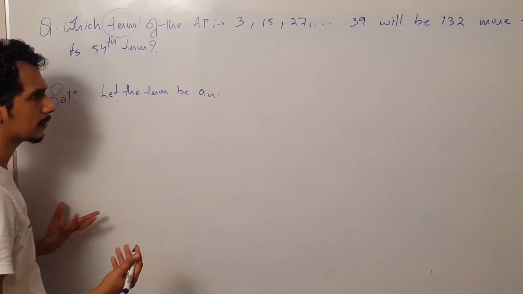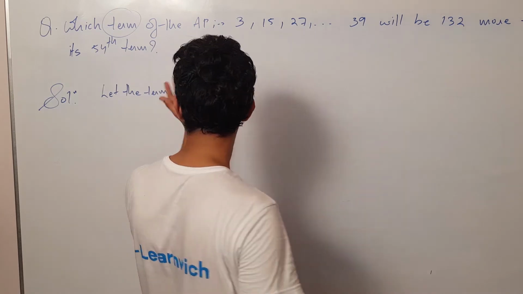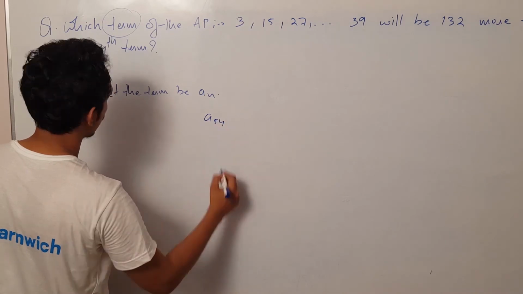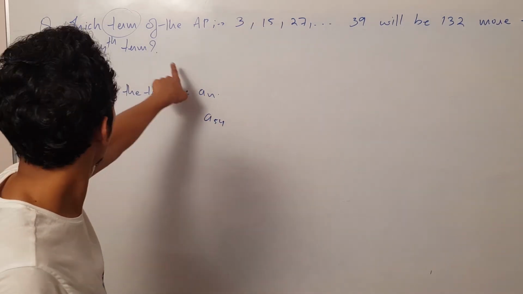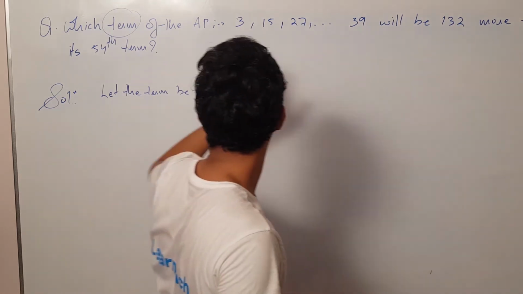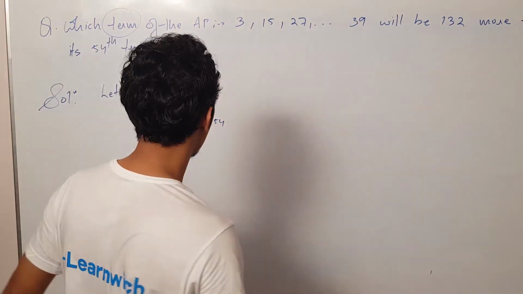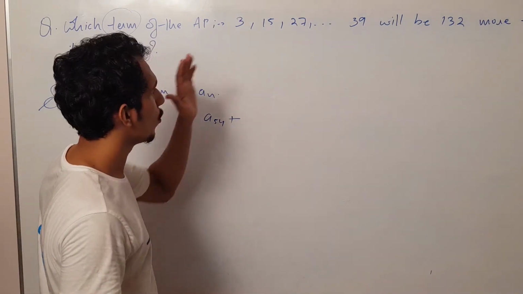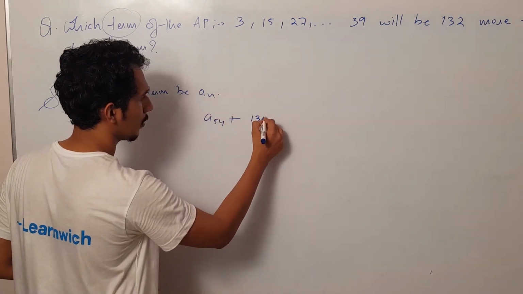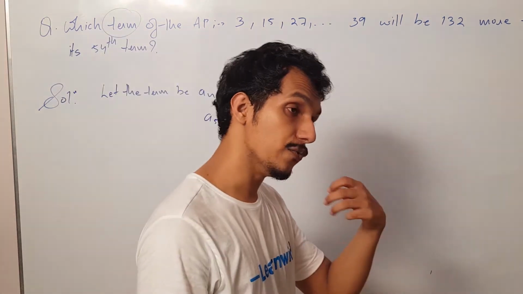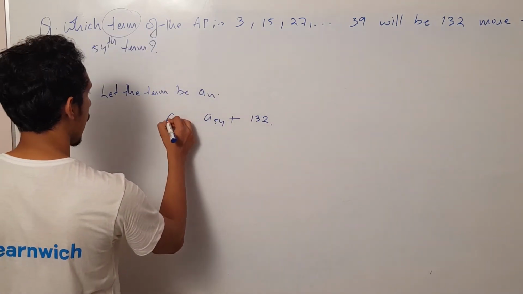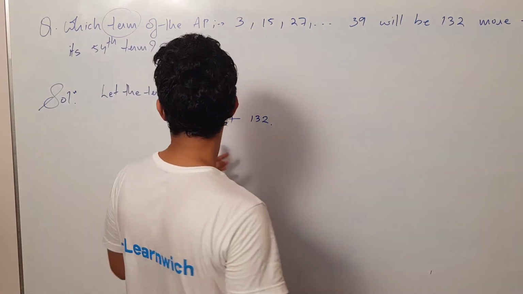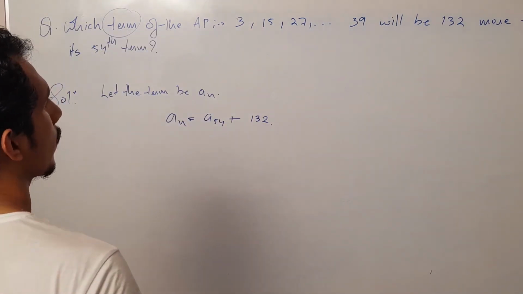an. That's the nth term. Nth term is 132 more than its 54th term. So what is the 54th term? That is a54. What is 132 more than its 54th? If a54 is the 54th term, 132 more than the 54th term will be a54 plus 132. My question is, which term is it? I'm saying nth term is 132 more than the 54th term. Anything wrong? No, right? So I just have to find out what n means.